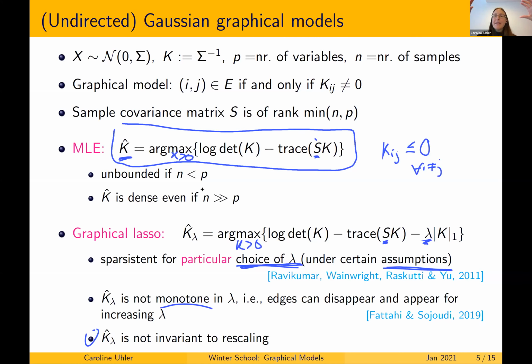Okay, so I'll just have my optimization problem. I'm optimizing a concave function over a positive definite cone. And I'm going to say as a constraint that I'm not going to look at all positive definite matrices, but I'm only going to look at all positive definite matrices which off diagonally have all entries be smaller or equal to 0.